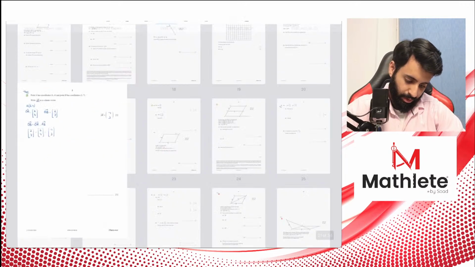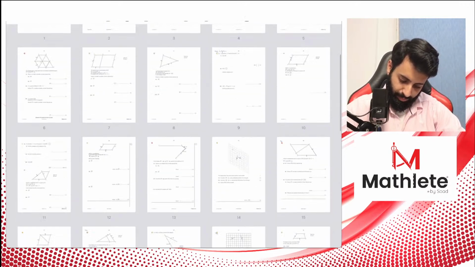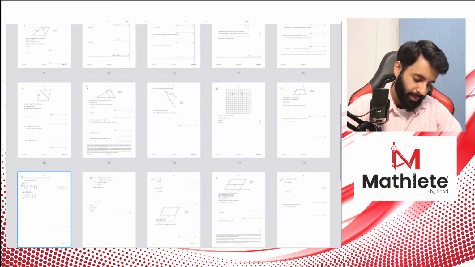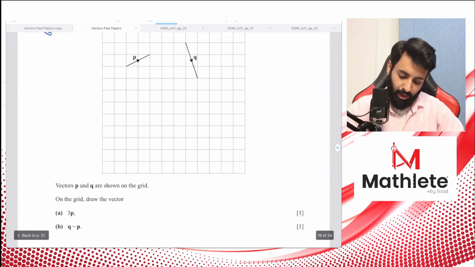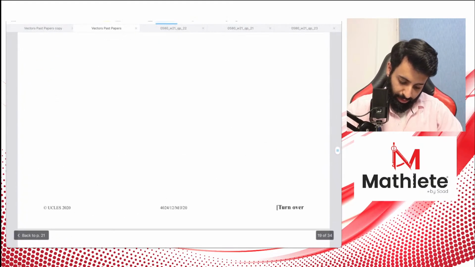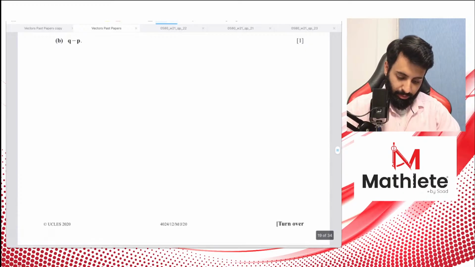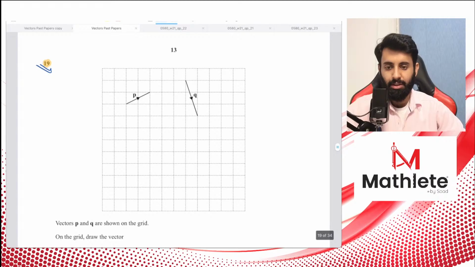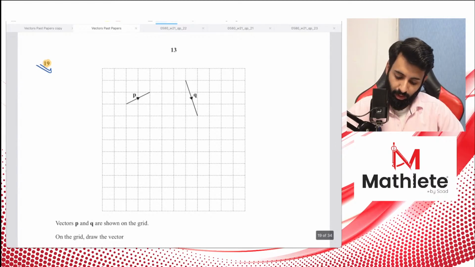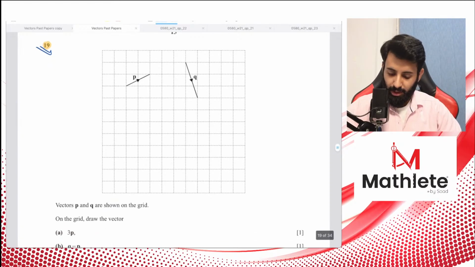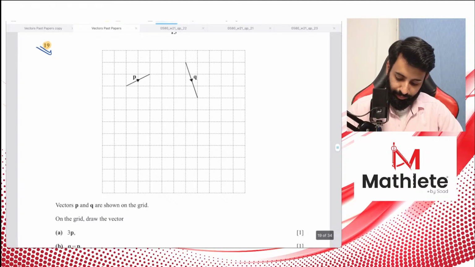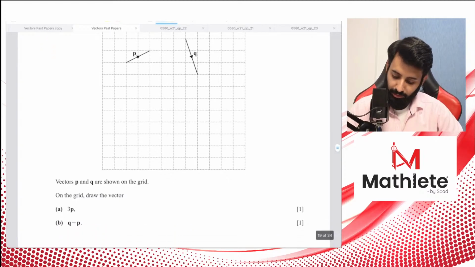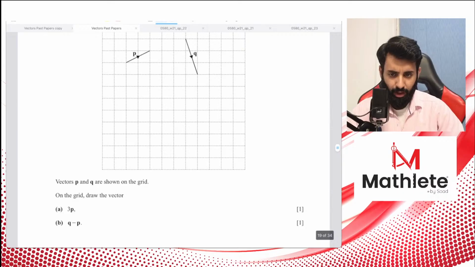All right, let's pick out another question here that I'm gonna solve. Okay, let's solve this question. So this is, by the way, from May June 2020, paper 1, variant 2, and this is O-level math. Okay, not IGCSE. This is GCE. So it says here vectors P and Q are shown on the grid. On the grid, draw the vector 3P, okay, which is fairly easy, and draw the vector Q minus P.